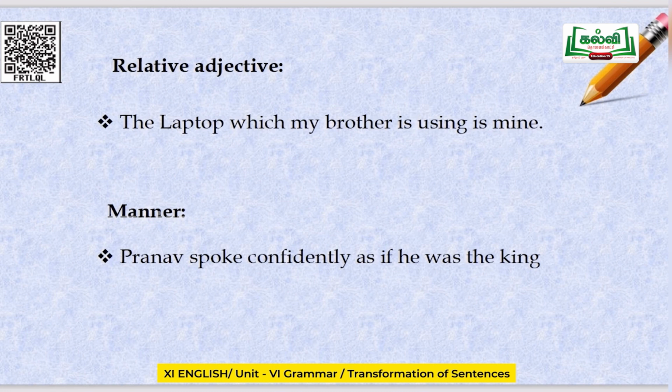Next one is adverbial clause of manner. Pranav spoke confidently as if he was the king. Here, Pranav spoke confidently is the main clause. As if is the conjunction. As if he was the king is the subordinate clause.